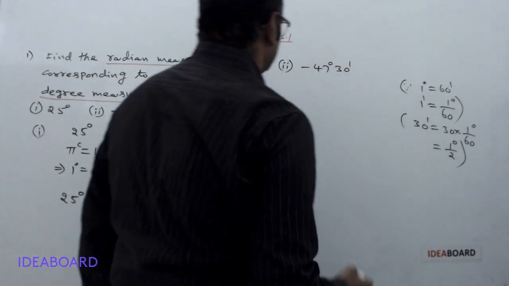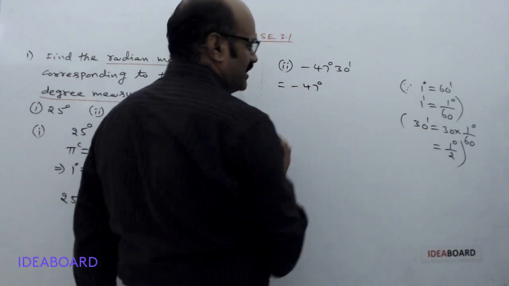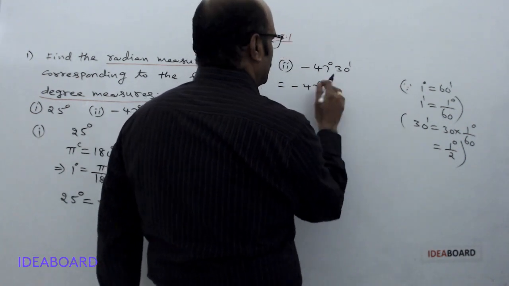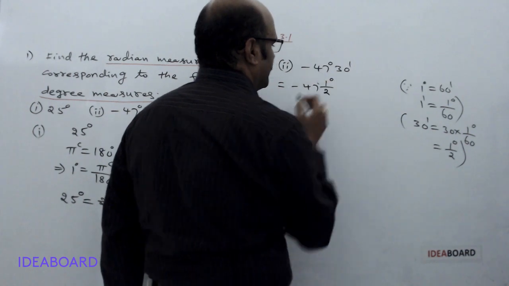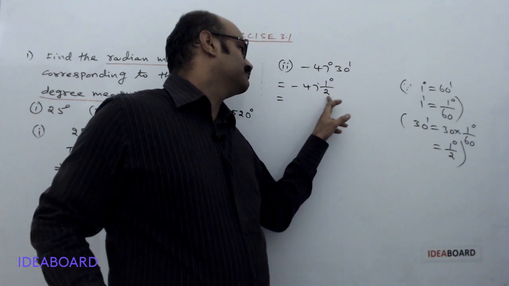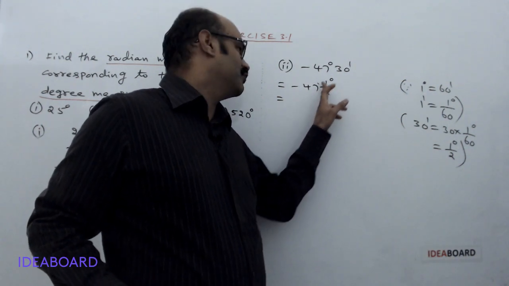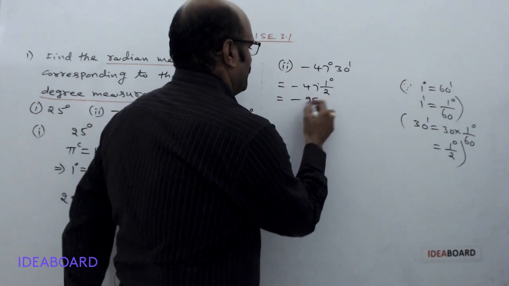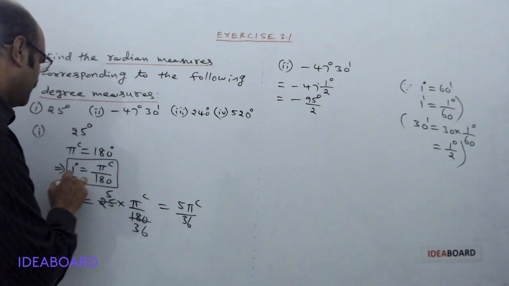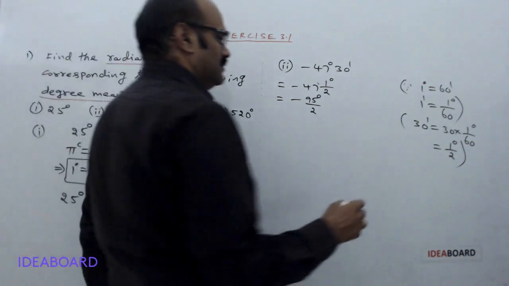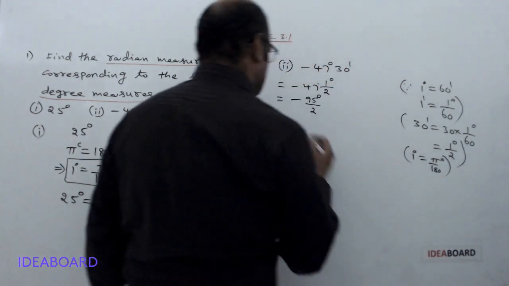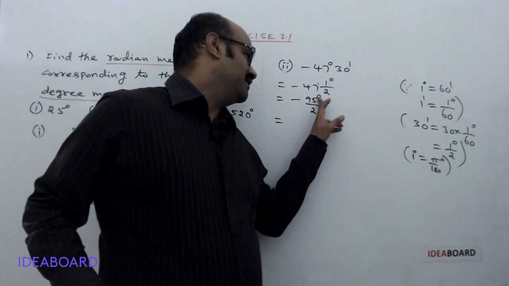Therefore now it's equal to minus 47 degrees plus minus 1 by 2 degrees. So we can write it as minus 47 1 by 2 degree. So that it's equal to 47 into 2, 94 plus 1. So minus 95 by 2 degrees. So here we have 1 degree equal to pi by 180 radians.